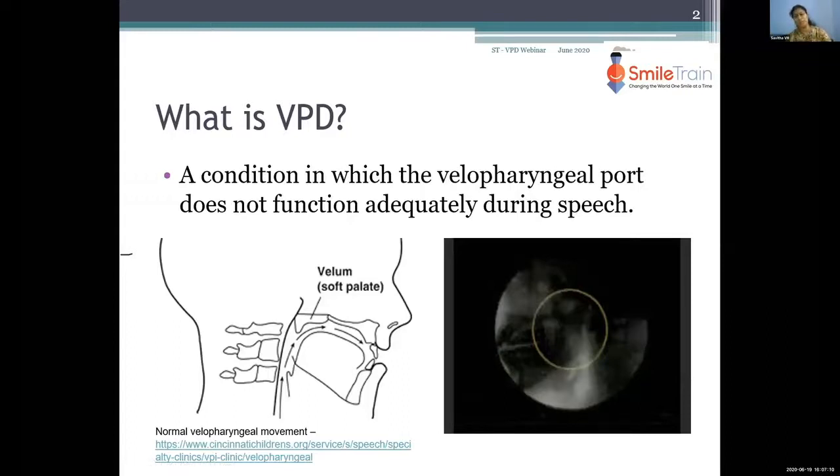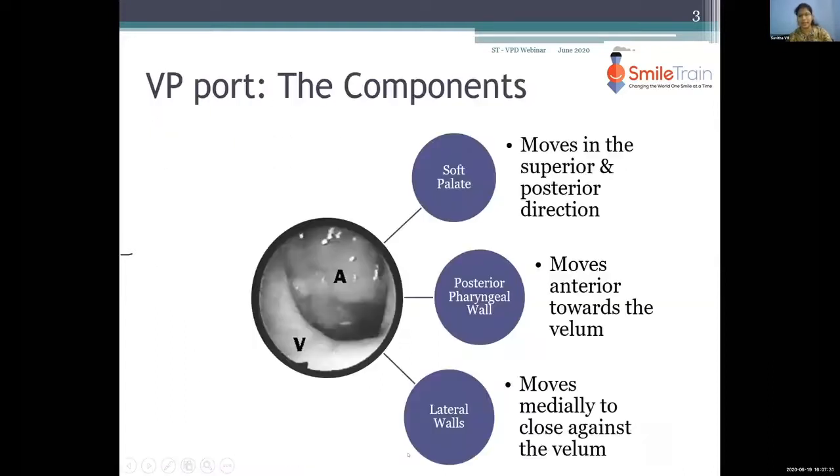In the case of velopharyngeal dysfunction, what we notice is that this movement of the velum towards the posterior pharyngeal wall, making complete contact with it, does not take place when the person is speaking and producing pressure-sensitive sounds. So that's what we mean by velopharyngeal dysfunction. As I already told you, it's predominantly these three structures which contribute: the soft palate, which moves in the superior posterior direction, the posterior pharyngeal wall, which appears to move anteriorly, and the lateral pharyngeal walls, which move medially to close against the velum.